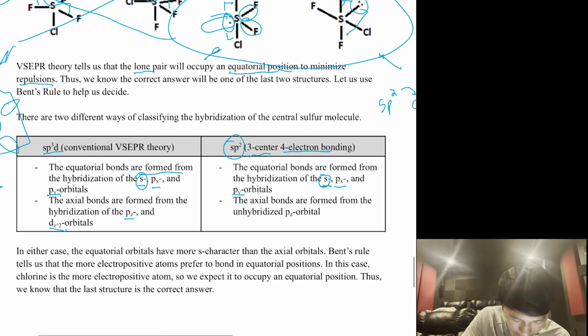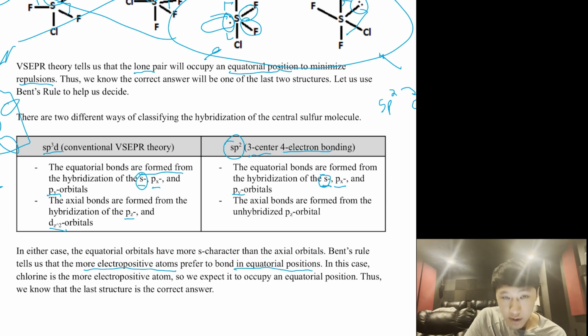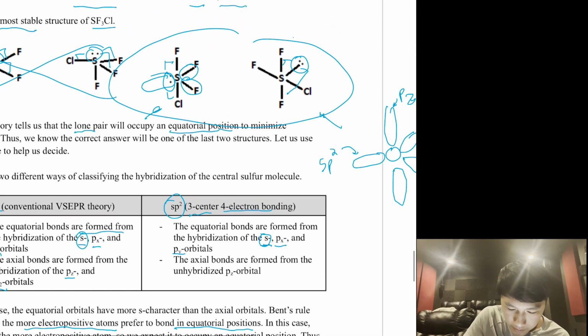Bent's rule tells us that the more electropositive atoms prefer to bond in equatorial positions because they prefer orbitals that have more s character. In this case, chlorine is the more electropositive atom when compared to fluorine, so we expect it to occupy an equatorial position. Thus, we know that the last structure is actually the correct answer. So this is the right answer.